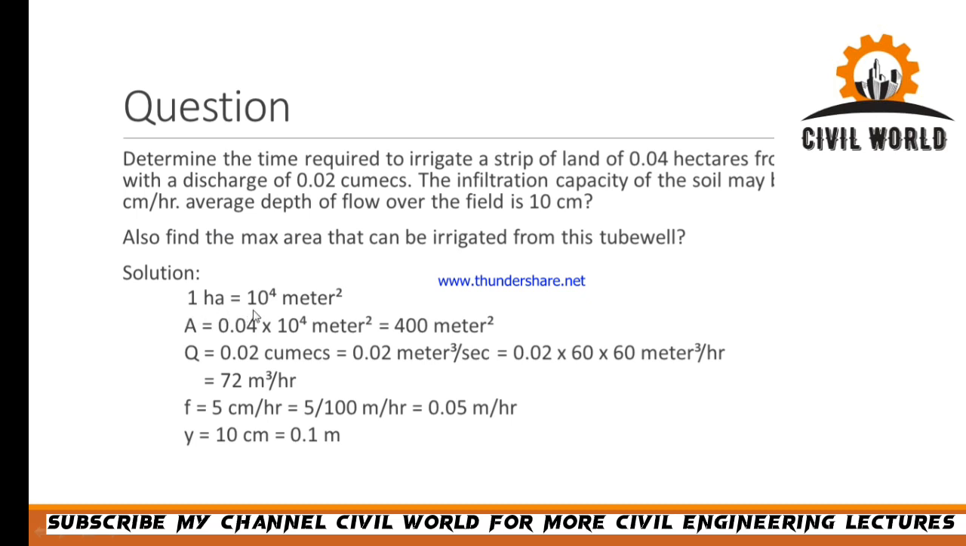1 hectare, you should know, is 10⁴ meter square. If you don't know, then from now on you should know. 1 hectare has got an area of 10⁴ meter square. That's why I have written the unit in full form. So area is converted into meter square. The given area is 0.04 hectares, so this area becomes 400 meter square. Discharge is 0.02 cumecs. You should know that cumecs means meter cube per second. If you don't know, then now you should.